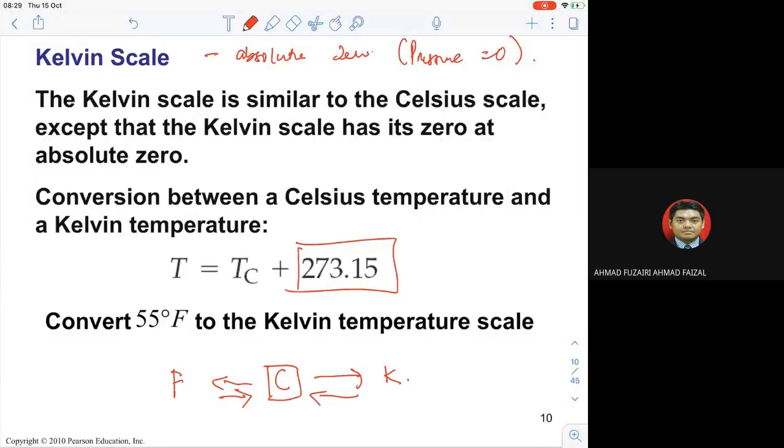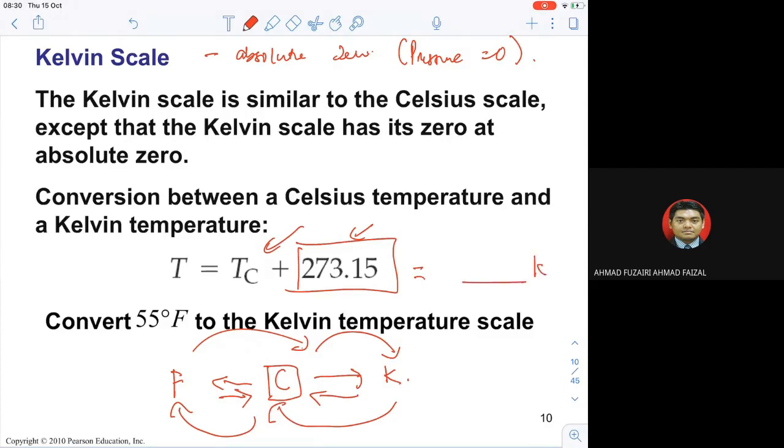If you want to go from Kelvin to Fahrenheit, you must go through Celsius first, and then you come to Fahrenheit. And vice versa, if you want to convert from Fahrenheit to Kelvin, first go to Celsius, and afterward you go to Kelvin. Because if you have a Celsius temperature, you add 273.15, and that will give you the unit in Kelvin.